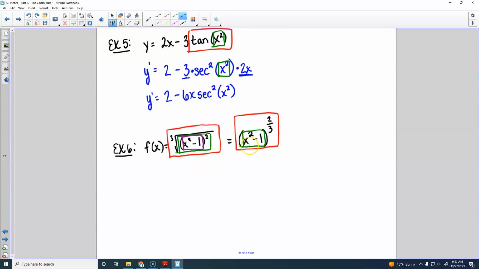Okay, so if we take the derivative of this, derivative of the outside part first, so that's going to be 2/3 x squared minus 1, and we're going to subtract 1 from 2/3. What's that going to give me? Negative 1/3. This stuff right here stays the same, right? We left that alone. But that's our inside part, so we got to take the derivative of x squared minus 1, and that would be 2x.